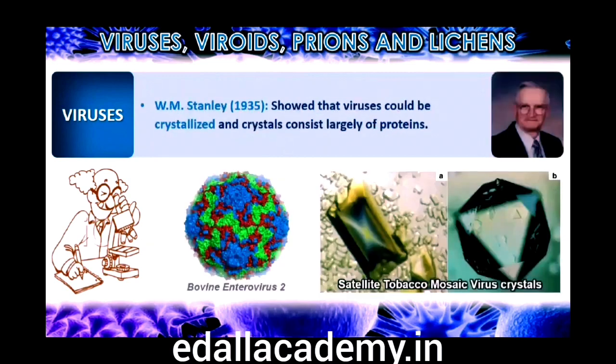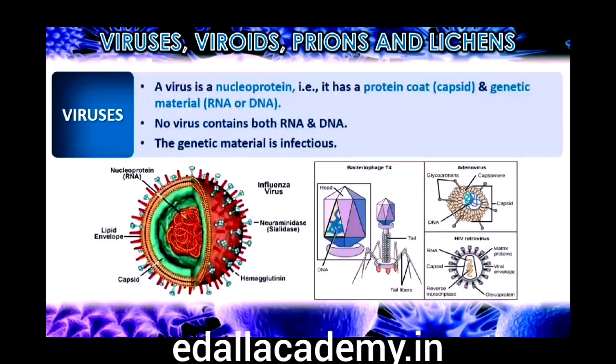W. M. Stanley, 1935, showed that viruses could be crystallized, and crystals consist largely of proteins. They are inert outside their specific host cell. Viruses are obligate parasites. In addition to proteins, viruses also contain genetic material that could be either RNA or DNA. No virus contains both RNA and DNA. A virus is a nucleoprotein and the genetic material is infectious.